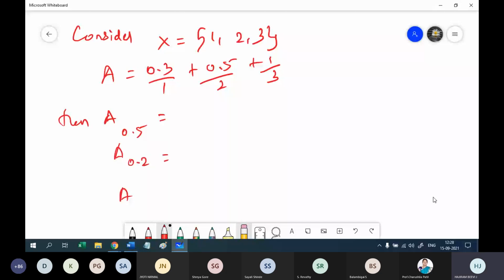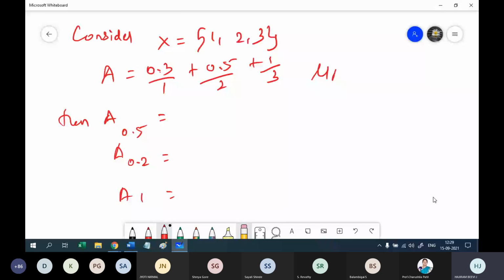So they are given the universe of discourse value. It consists of only 3 elements. Then in A we have 0.3, 0.5 and 0.1. Sorry, 1. Then they are asking the alpha cut values. So alpha cut value means A 0.5. According to the definition of alpha cut, the membership value is greater than or equal to this value, so that is alpha cut.